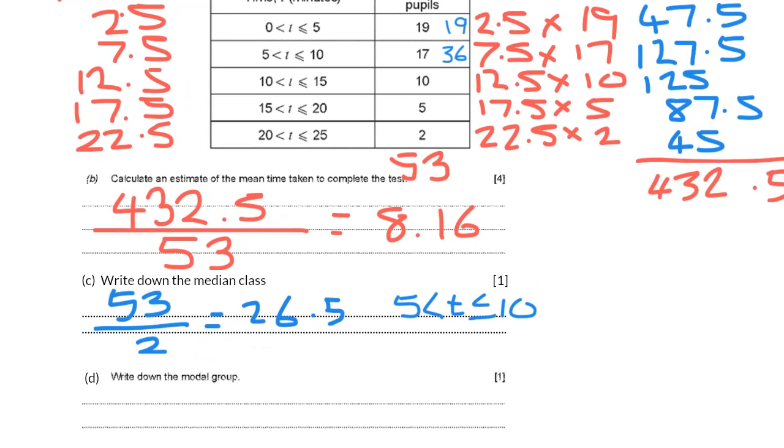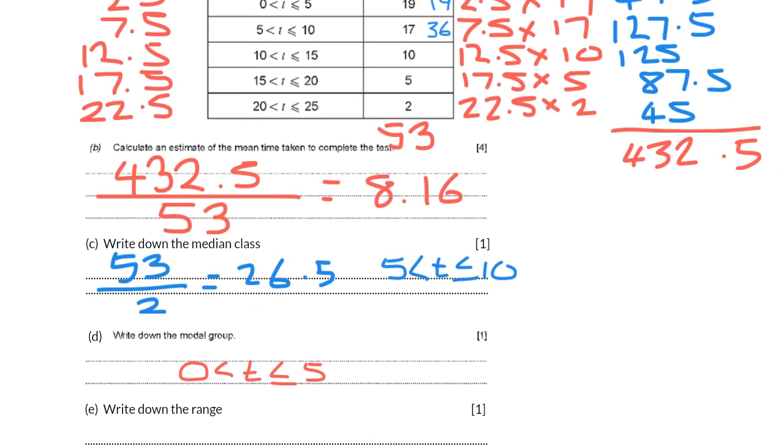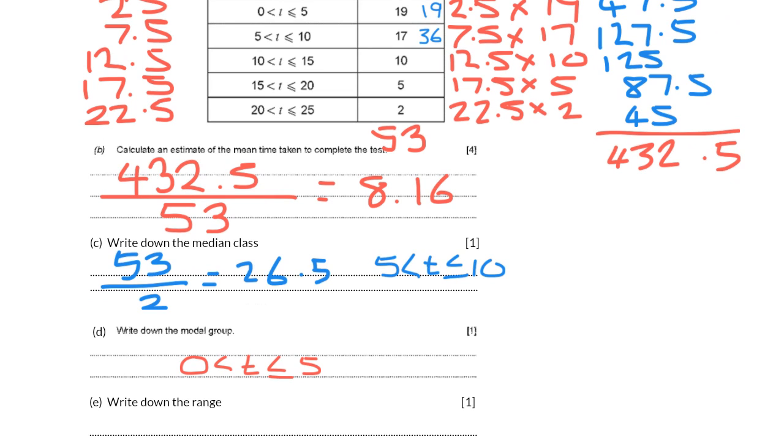Now the modal group is a group which has got the largest number of pupils in it. And the group with the largest number of pupils is 0 less than t less than or equal to 5. Now for the range, I'm looking at the biggest number of minutes, take away the smallest number of minutes. So I've got 25, which is the largest possible, take away 0, which is 25. So my range is 25.